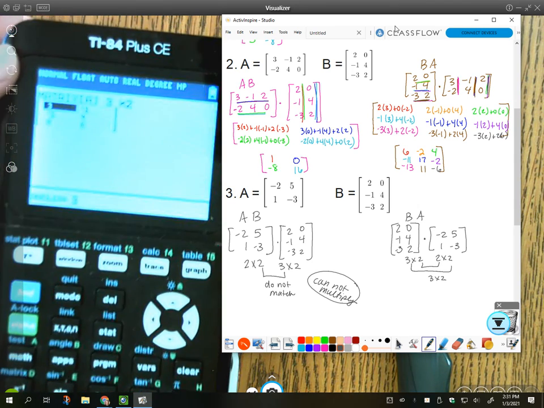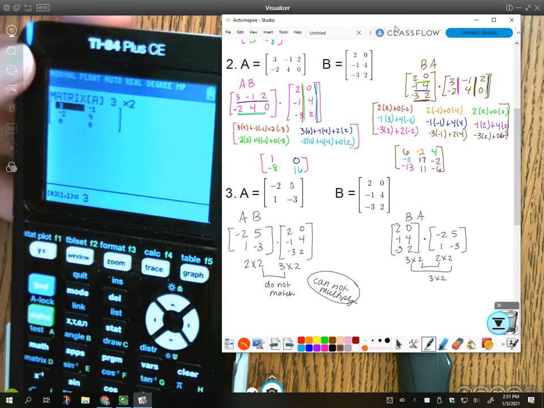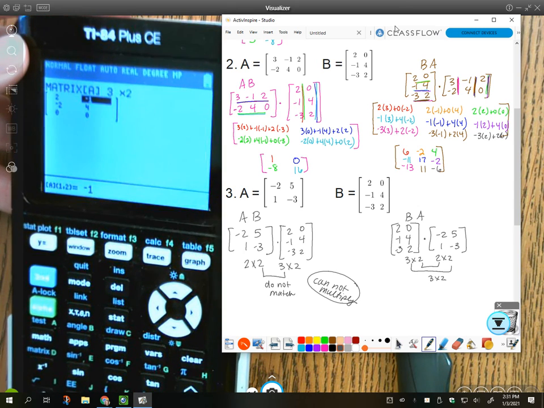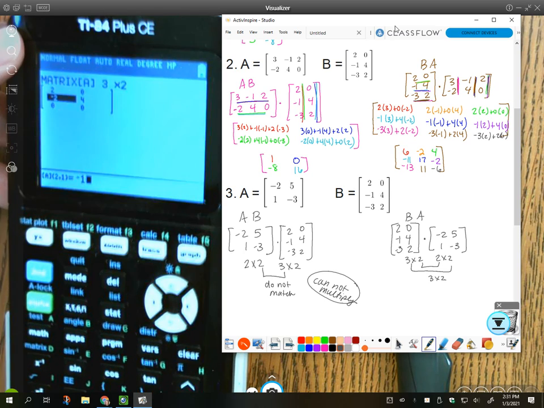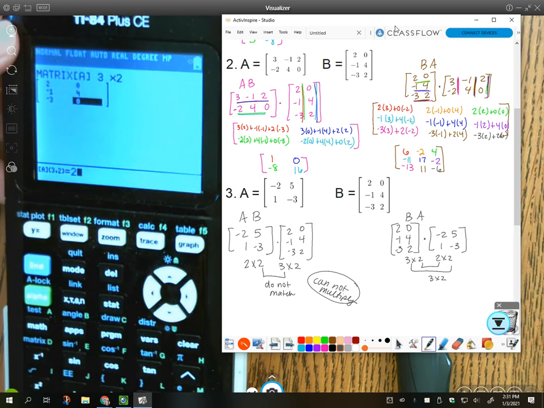The lighting is weird. Okay. So it's a 2, 0, -1, 4, -3, 2.